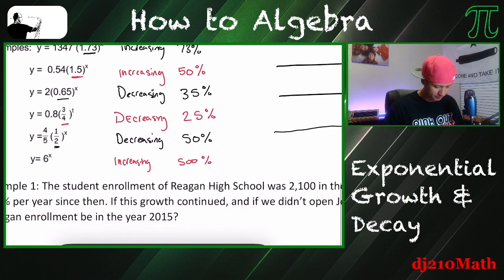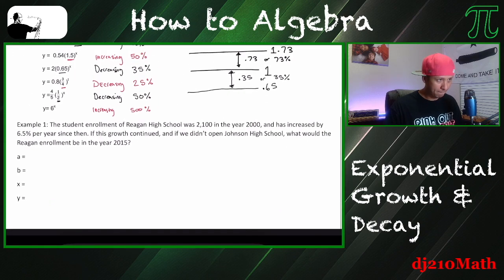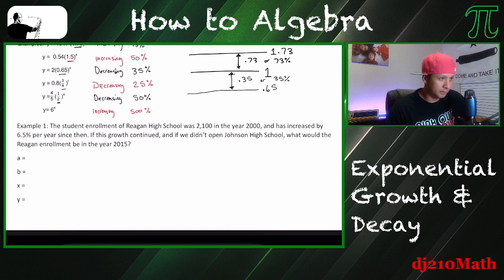All right. Let's look at some actual examples. Example number 1. Student enrollment of Reagan High School was 2,100 in the year 2000. It has increased by 6.5% per year since then. If this growth continued, and if we didn't open Johnson High School, what would the Reagan enrollment be in the year 2015? All right, so let's extract some information here. There's 2,100 students in the year 2000. So this is definitely our initial amount.